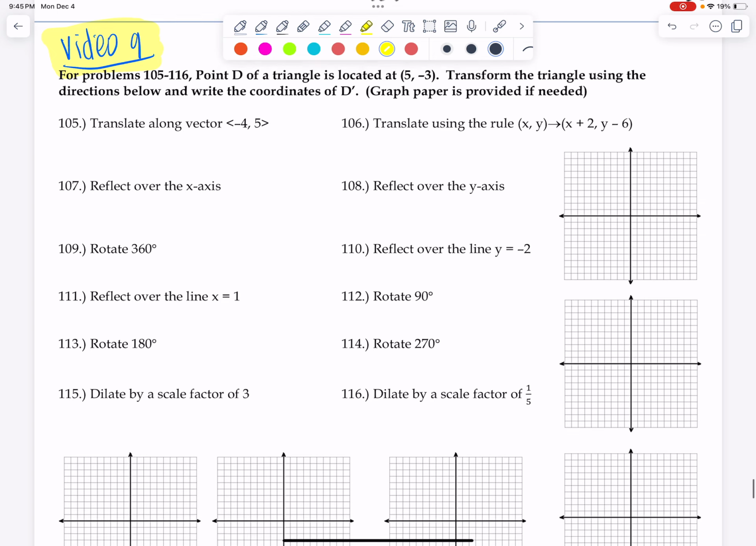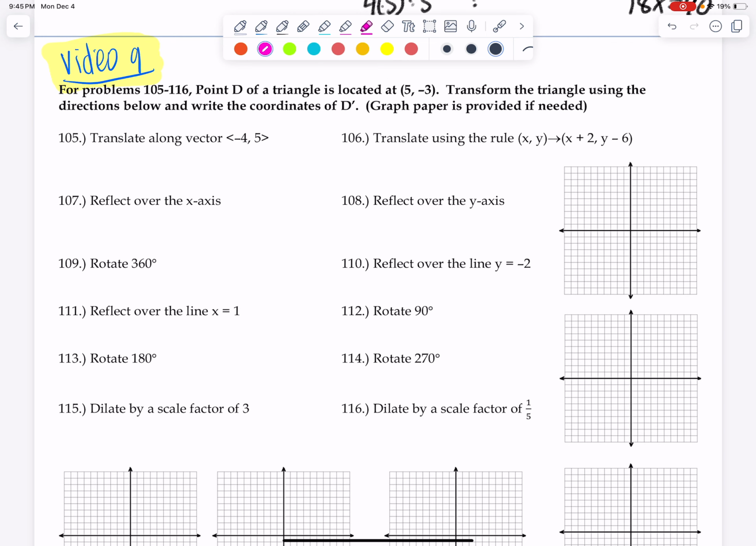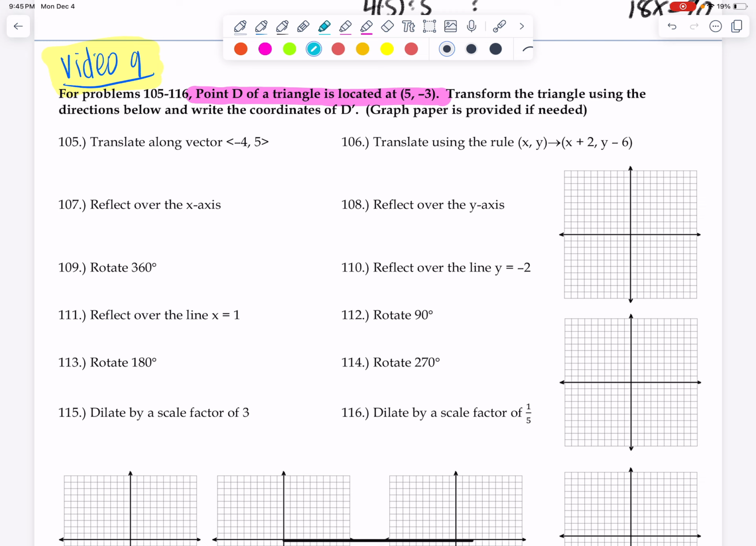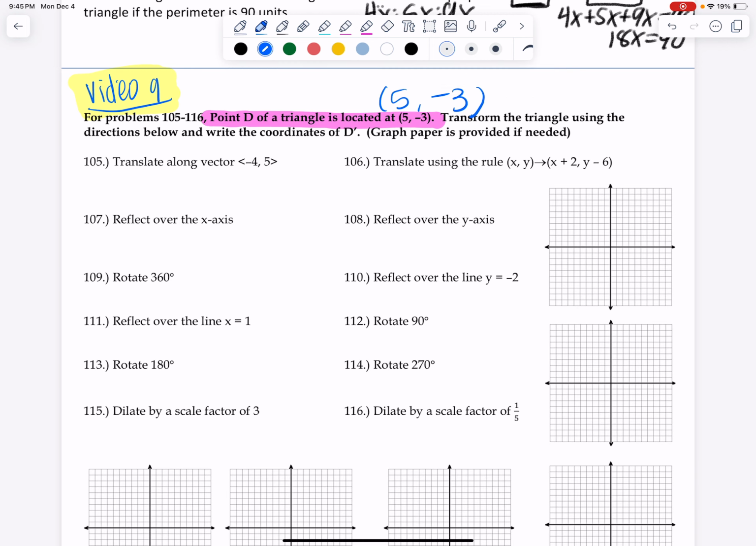So for problems 105 through 116, point D is going to be at (5, -3). And consistently, that is the point that we are going to be doing things to. We're going to be transforming that point. So I'm going to write that a little bit bigger because we're going to have to reference this over and over again. This is the point that I want to do the things to. We want to transform the triangle using the directions below and write the coordinates of D prime.